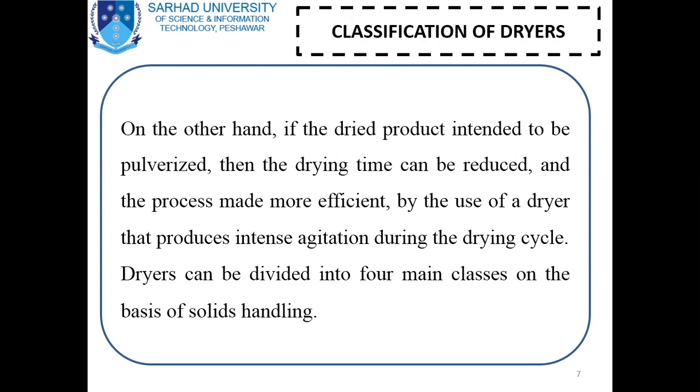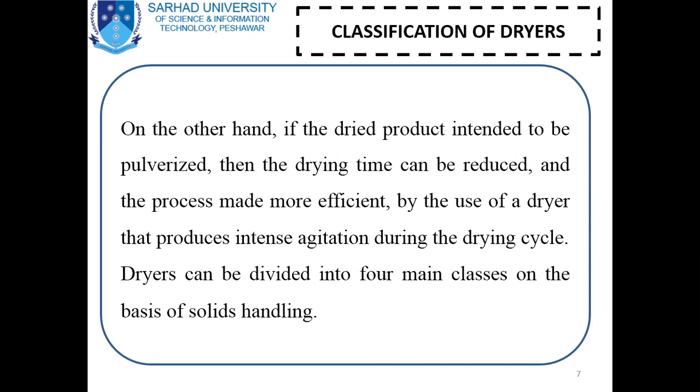On the other hand, if the dried product is intended to be pulverized, then the drying time can be reduced and the process made more efficient. If we pulverize the dried product, in this case the drying time will be minimized and the process made more efficient, and efficiency will be greater by the use of a dryer that produces intense agitation during the drying cycle. So our dryers can be divided into four main classes on the basis of solid material handling.